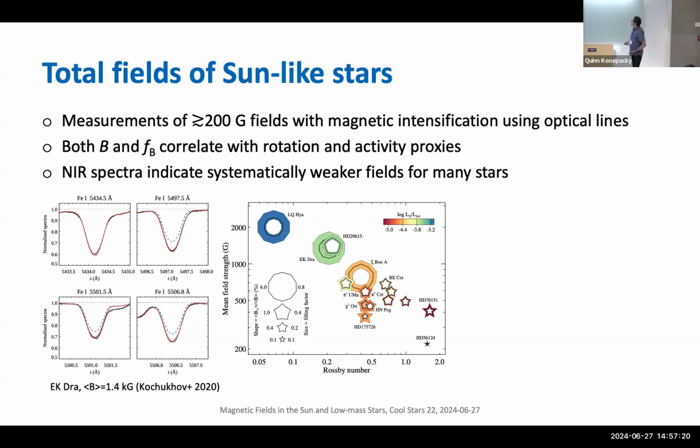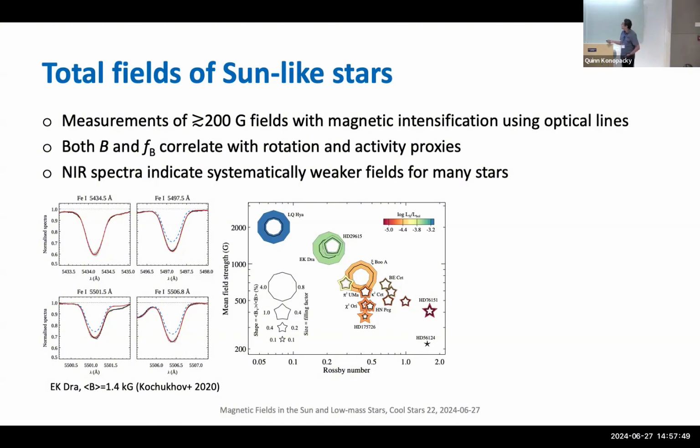A couple of results of this methodology applied to solar-type stars. We demonstrated a few years ago that magnetic intensification, even in the optical lines, gives access to the total field strength of active solar-type stars. So, for example, here is an illustration of the application of this technique to everyone's favorite, EK Draconis.